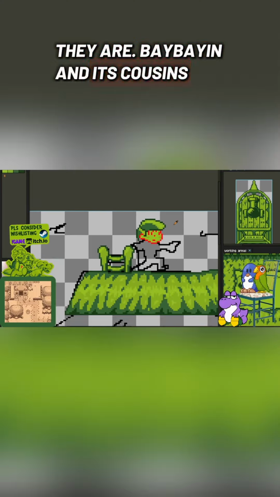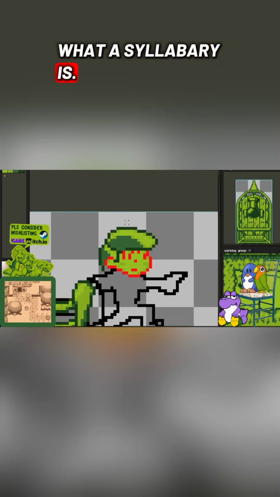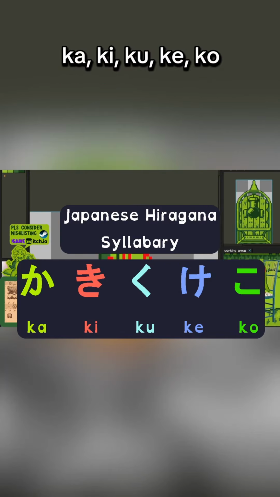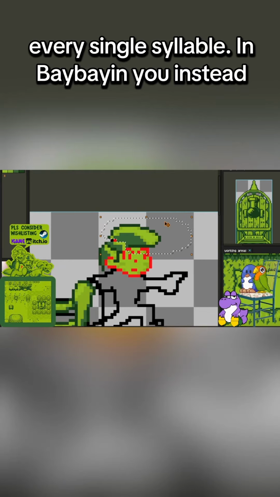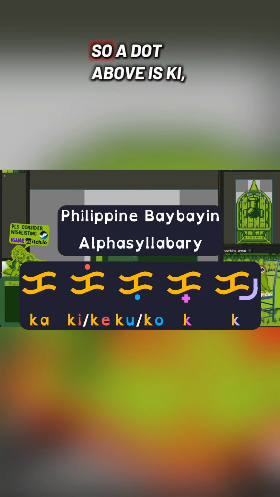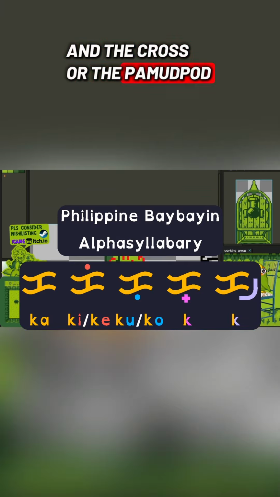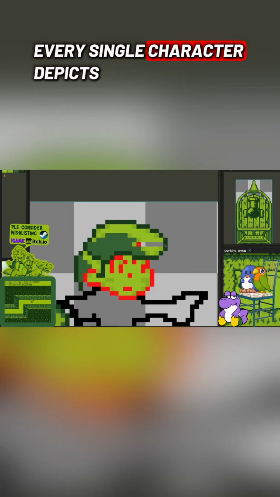Baybayin and its cousins are alpha syllabaries, and to explain this, we first have to understand what a syllabary is. So if you look at hiragana, you see the syllables on your screen right now, ka, ki, ku, ko, they all have different characters depicting every single syllable. In Baybayin, you instead have one base character, and you use diacritic markers to change how the character is perceived. So a dot above is ki, a dot below is ko, and the cross or the pamudpod indicates consonants. So instead of every single character depicting a letter, every single character depicts a complete syllable.